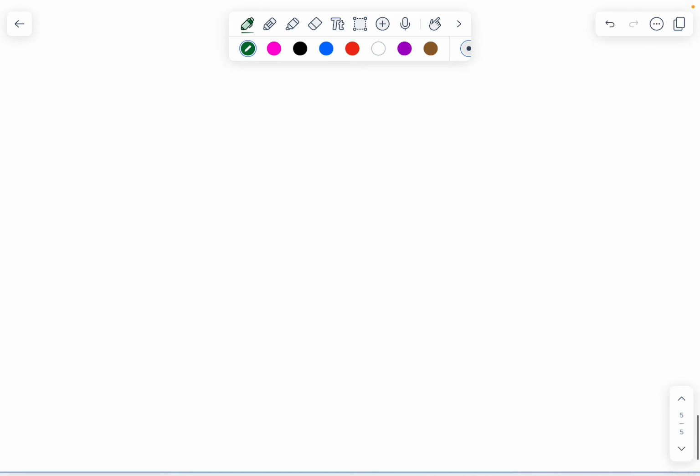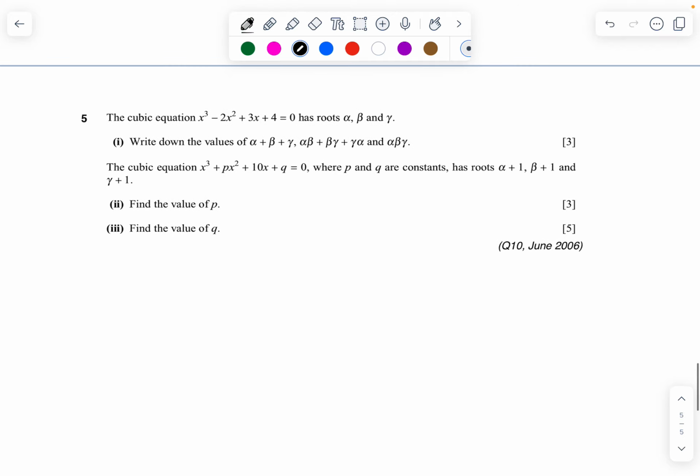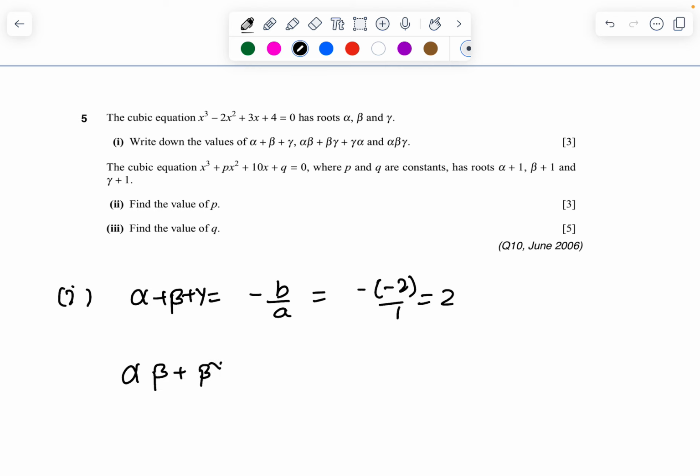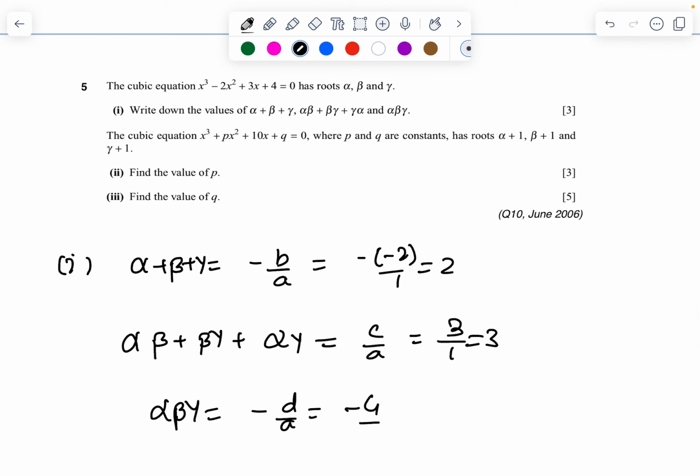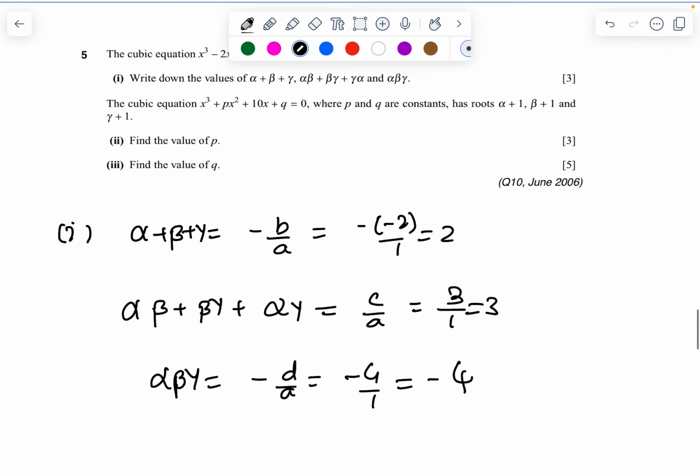Finally, question number 5. The cubic equation has roots alpha, beta, gamma. So alpha plus beta plus gamma is nothing but what? Minus b upon a, which is minus of minus 2 upon 1, which is 2. Then alpha beta plus beta gamma plus alpha gamma equals c upon a, which is 3 upon 1, which is 3. Then alpha beta gamma is minus d upon a, which is minus 4 upon 1, which is negative 4.